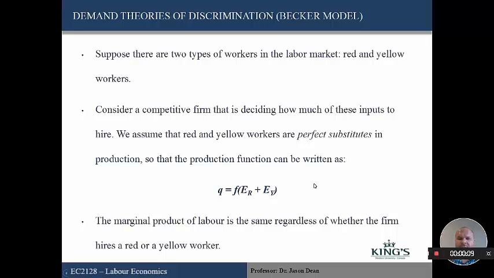So we're going to look at what's called the Becker Model, and in this model we're going to suppose there are two types of workers in the labor market. We'll just call them red and yellow workers.